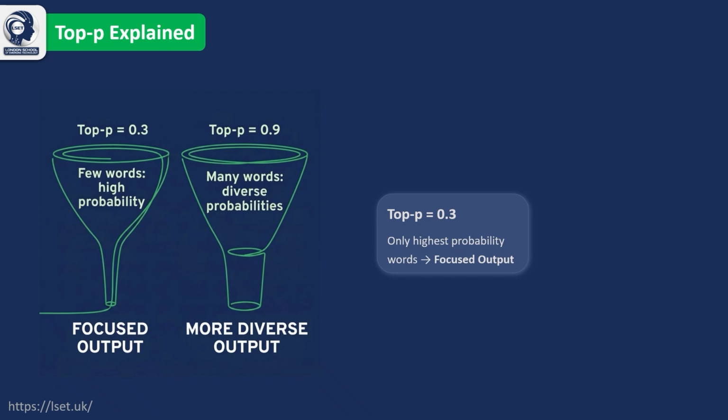In contrast, a top P value of 0.9 allows the AI to choose from a much larger pool of candidate words. As a result, the responses become more varied, flexible, and diverse. Think of top P as a filter. A smaller filter allows only the most likely words to pass through, while a larger filter gives the AI more options to create richer and more creative responses. The key is to choose a top P value that matches the level of diversity your task requires.